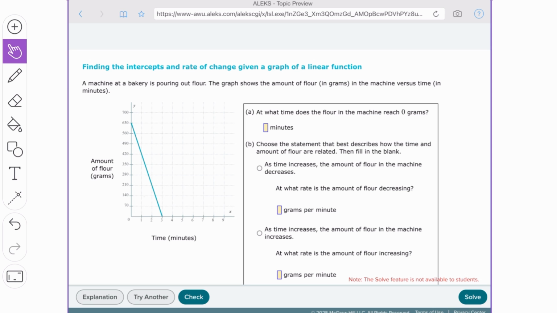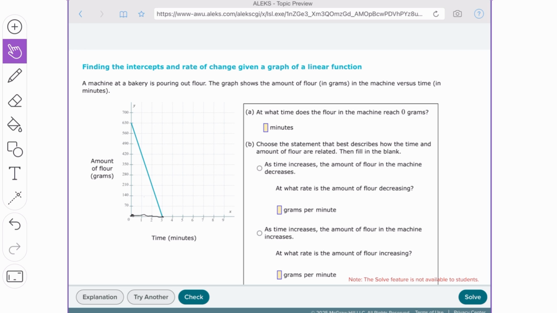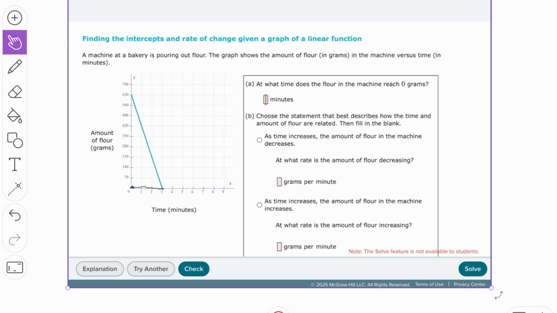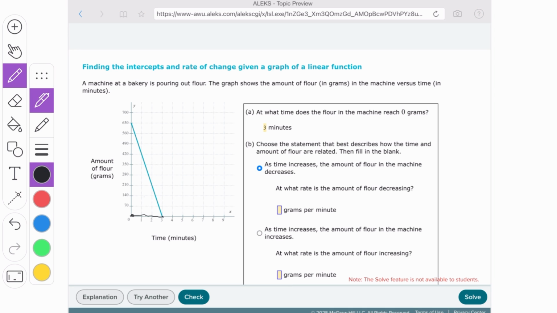Okay. So, at what time does the flour in the machine reach 0 grams? Well, you can see right here that at 0 grams, it's at 3 minutes. So you just type in 3. And then as time increases, and I'm going to choose the best statement. As time increases, the amount of flour in the machine decreases. And that's true. So we're going to choose that one. And then what is the amount that it decreases each minute?